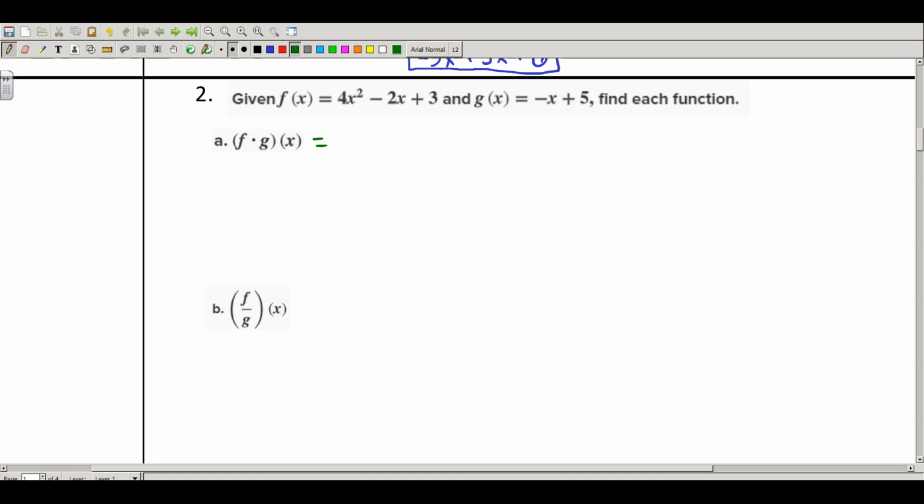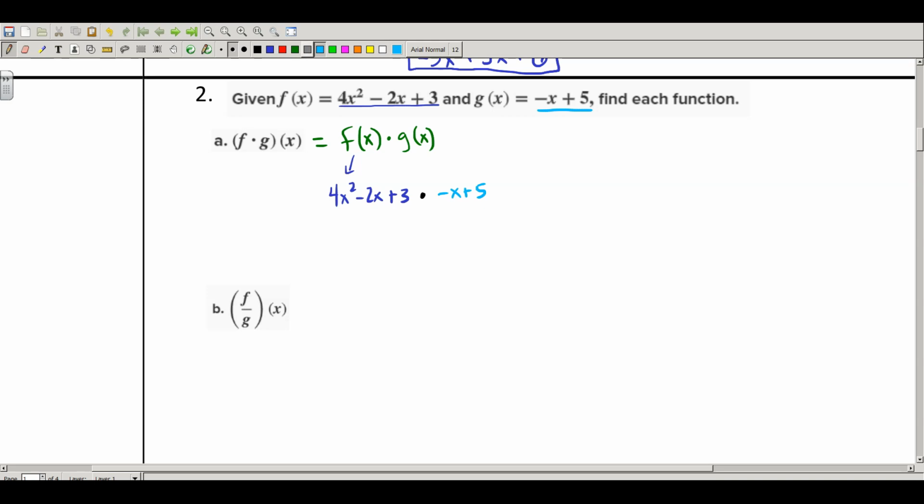I like to translate that to just simply taking f of x, and I'm going to multiply it by g of x. Those two things mean the same thing. So really all I'm doing is I'm going to take f of x and multiply it by g of x. So I'm going to do a little substitution here. I'm going to see that f of x is 4x squared minus 2x plus 3. So 4x squared minus 2x plus 3. And I'm going to multiply that by g of x. And g of x is negative x plus 5.